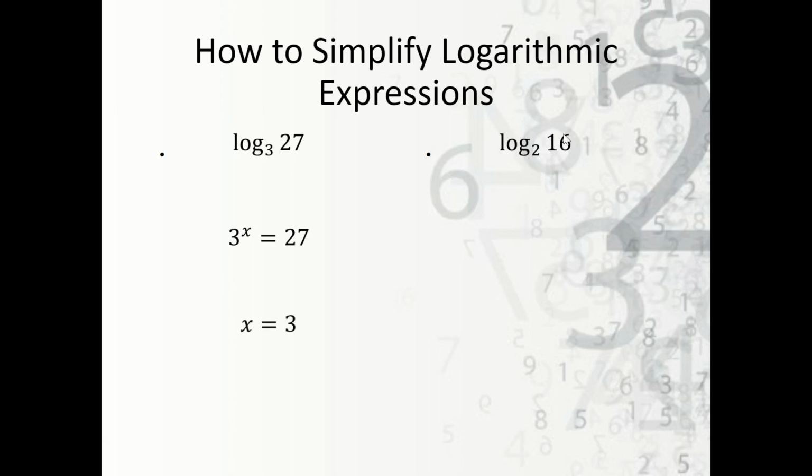Now, log base 2 of 16. That's really saying 2 to the x power is equal to 16. So how many times do we need to multiply 2 times itself to get 16? If we go 2 times 2, that's 4, times 2 is 8, times 2 is 16. So that was 4 times we multiplied. So x equals 4.